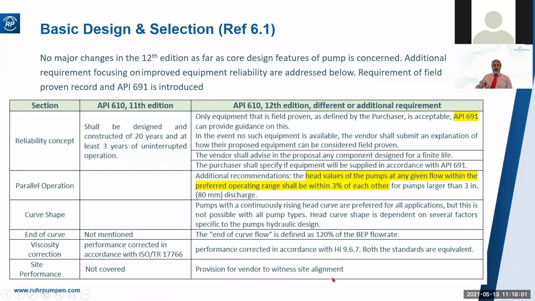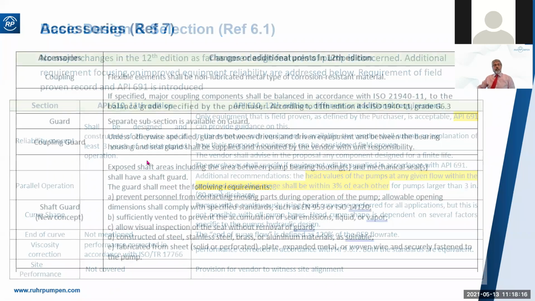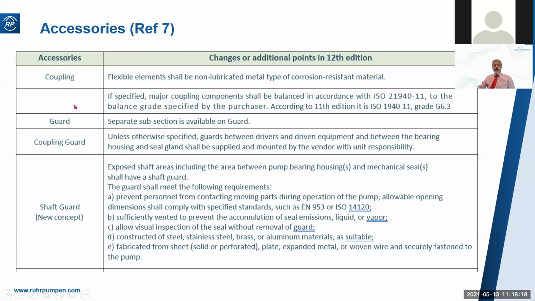Provision for vendor to witness site alignment. This wasn't there before, and it's a clear improvement, especially for hot service pumps and high pressure and complex equipment. Couplings are now specified to be non-lubricated type. Guards have their own clause now. They were lumped in with couplings before, now they have a separate paragraph, a separate clause.